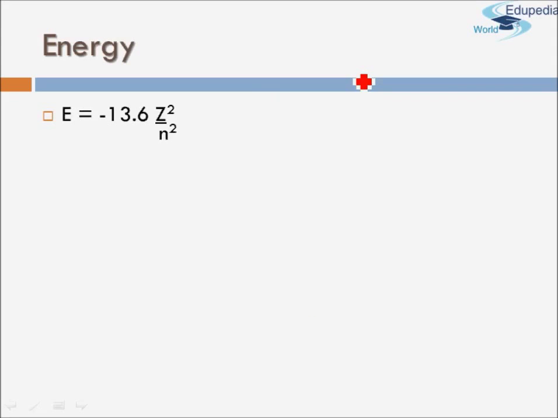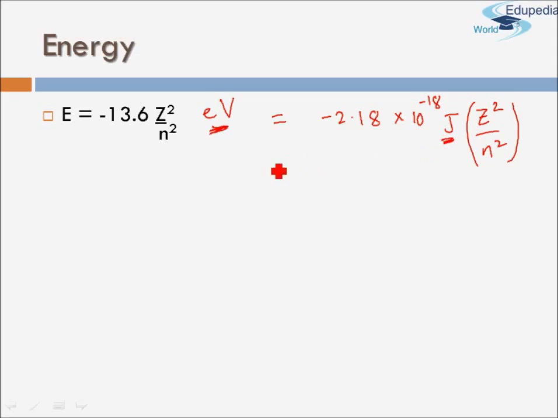The energy value of any particular orbit is minus 13.6 Z square by n square electron volt. When written in joules, in SI units, it is minus 2.18 into 10 to the power minus 18 joules times Z square by n square. So instead of 13.6 you have this value, and the rest is the same, Z square by n square. Here J represents joules, the SI unit, instead of electron volts.